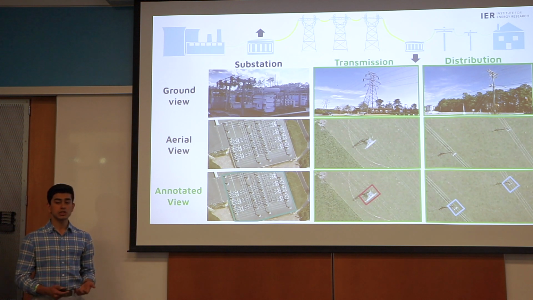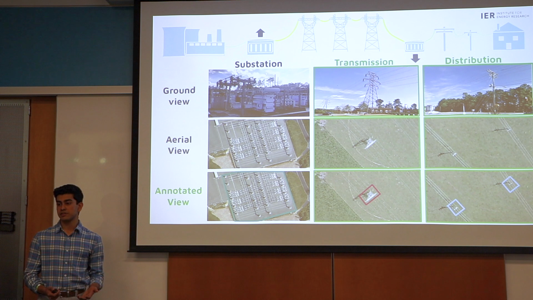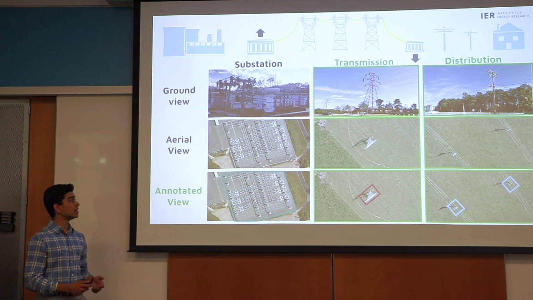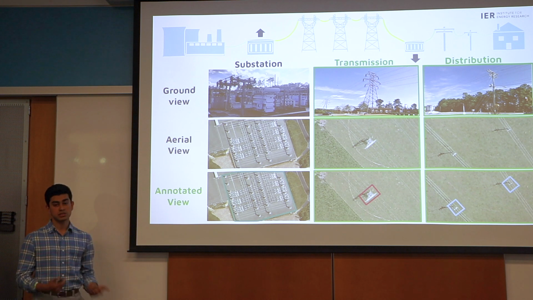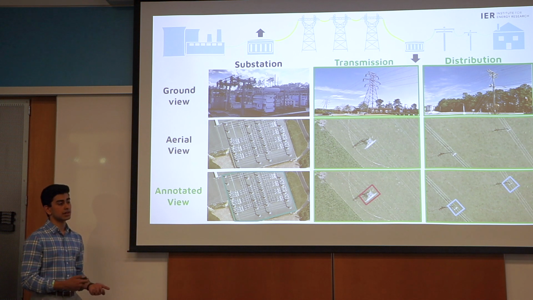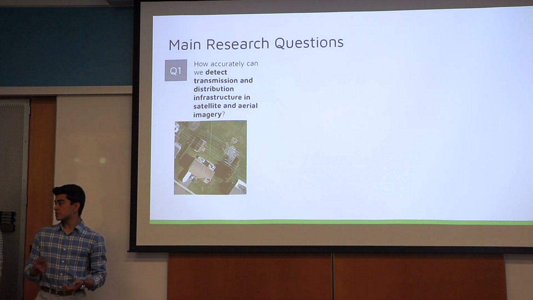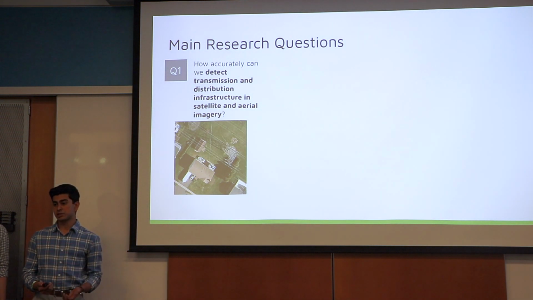Our project in particular chose to focus on the latter 2 that you see here, primarily because they contain the most amount of examples in our data set. So we thought that if we could map out most of the transmission and distribution infrastructure, we could then be able to extrapolate where the substations lie. So with that, I'll hand it over to Atsushi, who's going to talk more about the research questions that we explored.